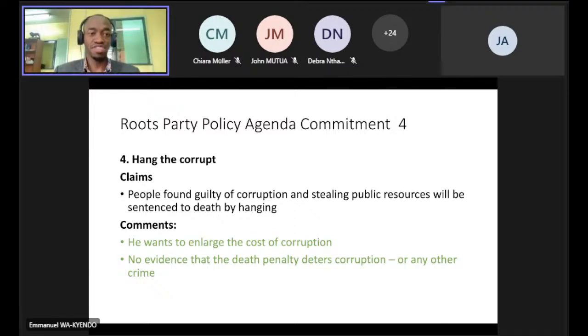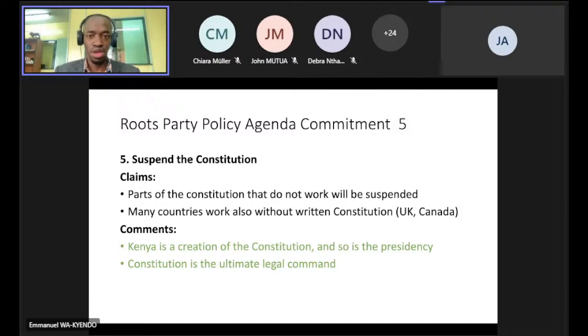Commitment 5, to suspend the Constitution. Now, the Roots Party claims that parts of the Constitution do not work and should be suspended, and that other countries work without a written constitution. Now, suspending the Constitution is a problematic proposition.